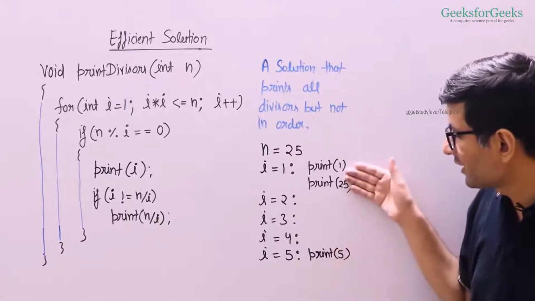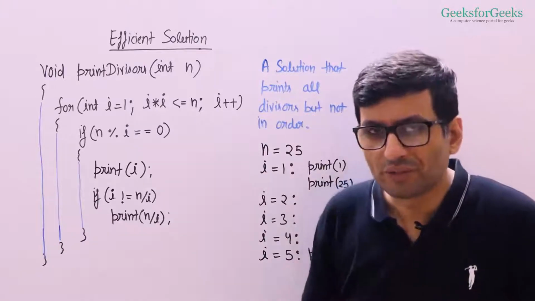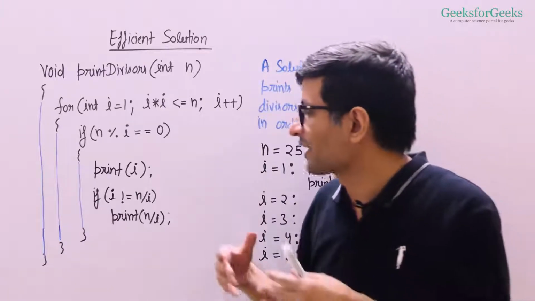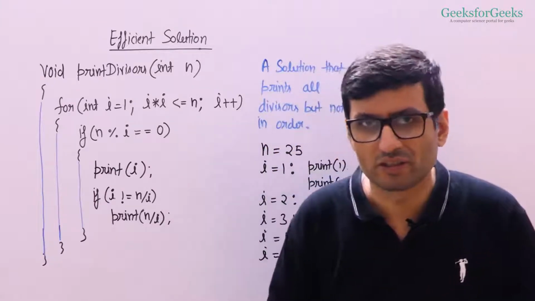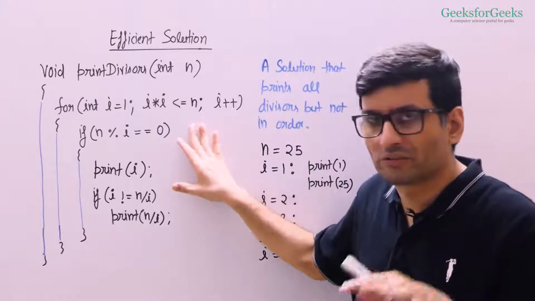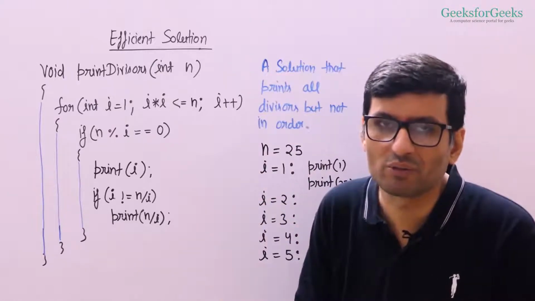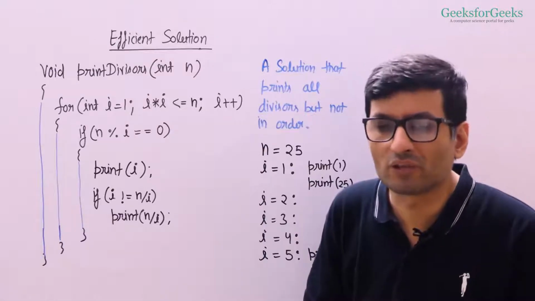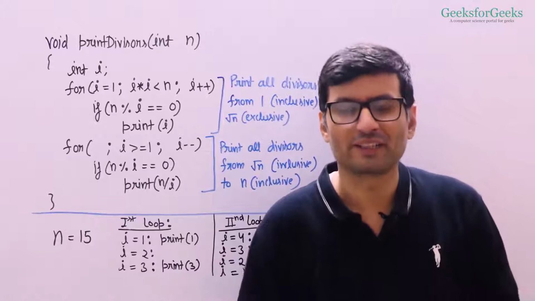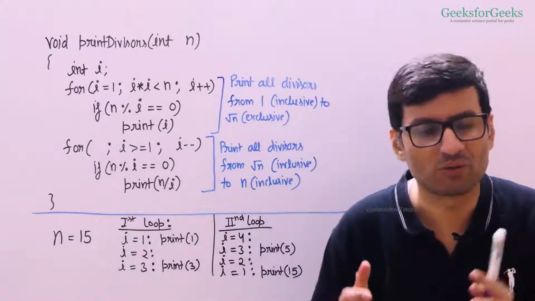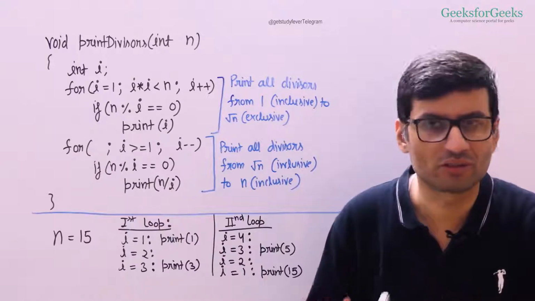But we do not get these divisors in the sorted order. So please pause this video and try to modify or extend the solution so that it prints all the divisors in sorted order. Please note that the time complexity of the solution is square root of n, and we want to keep the time complexity as square root of n only, and we want to print all the divisors in sorted order. Let us now see the efficient solution that works in theta square root of n time and prints all the divisors in sorted order.